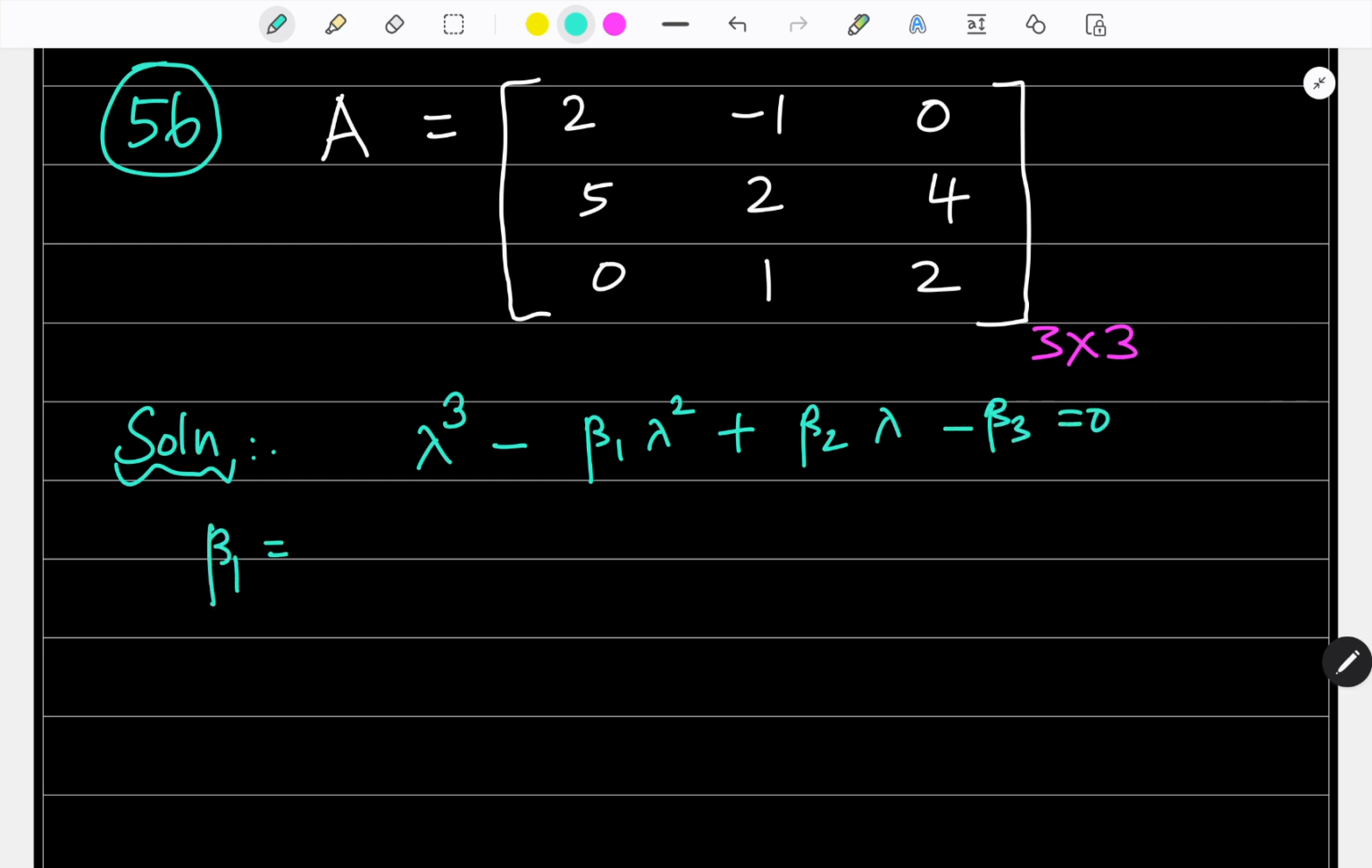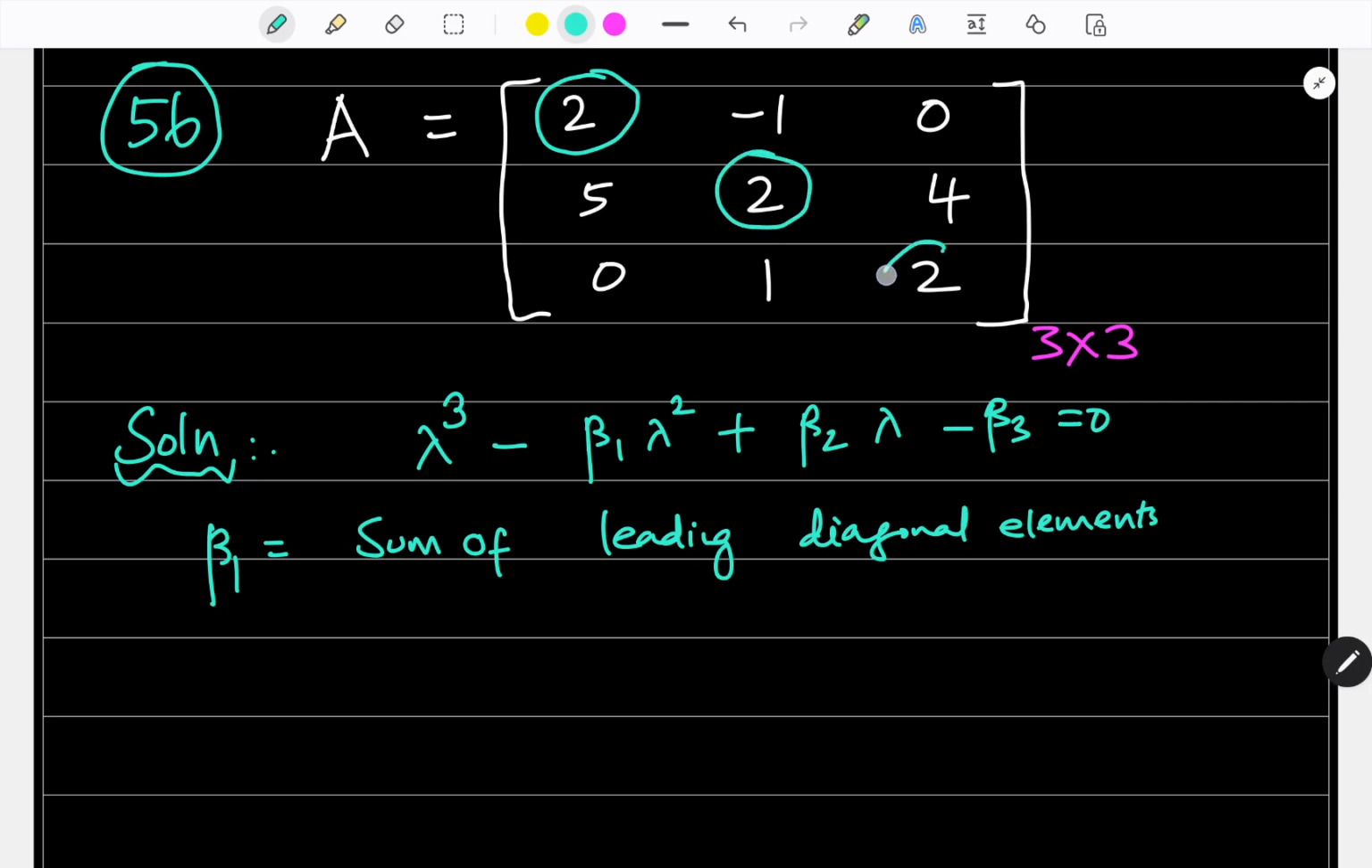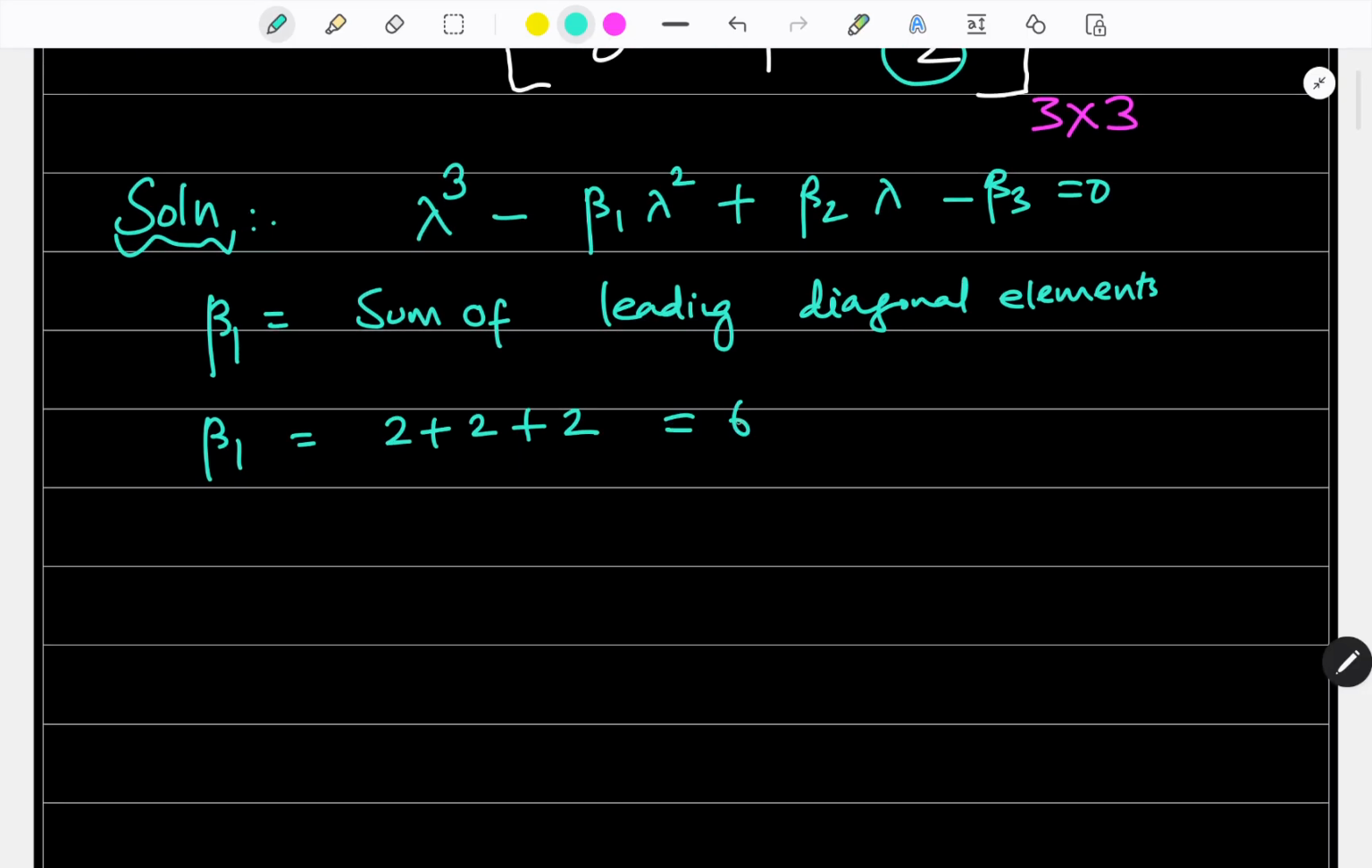What is beta 1? Beta 1 is equal to the sum of the leading diagonal elements. What are your leading diagonal elements? These are the leading diagonal elements. So beta 1 is equal to 2 plus 2 plus 2, which becomes 6. So beta 1 is equal to 6.